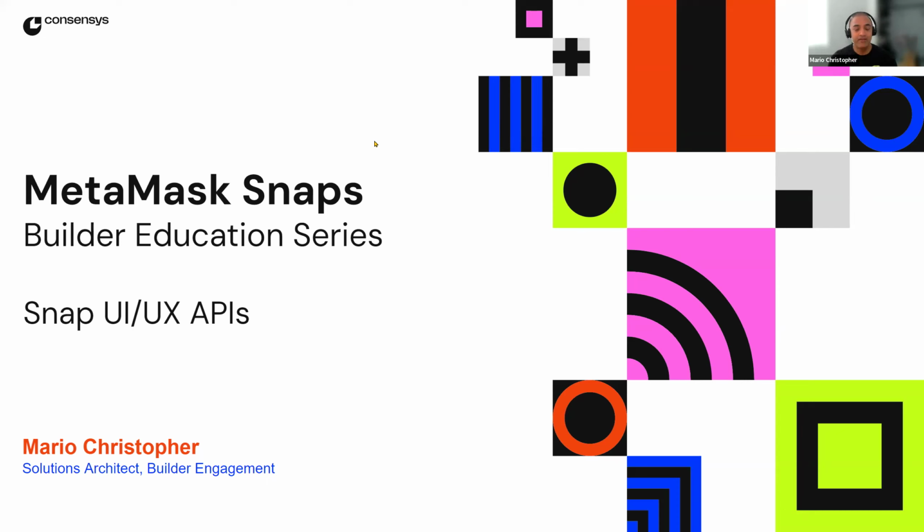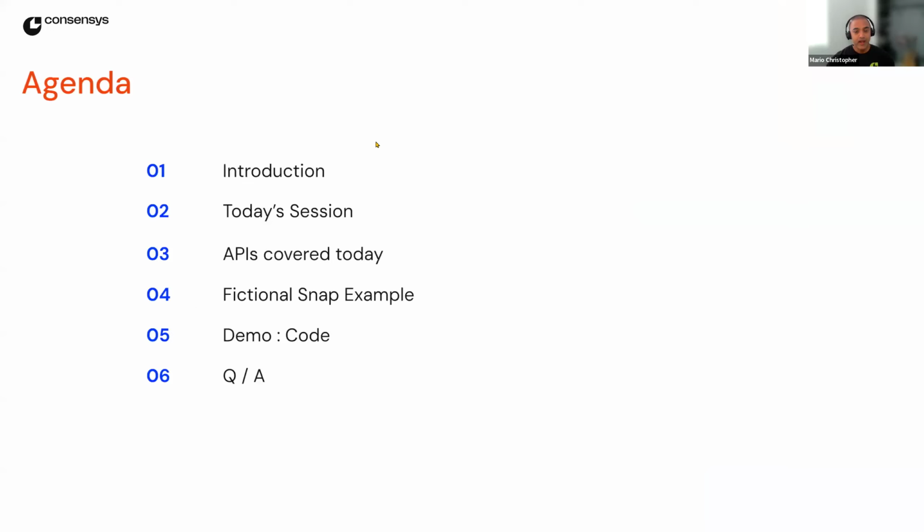So we are going to be having a good series today on the Snaps APIs that we're going to be presenting. For today's session, we have an action-packed agenda. We'll start off with a little bit of introduction, and then we'll look into what today's session is all about. We'll see what APIs we are going to be covering today, and we'll use a fictional snap as an example to walk through these APIs, and we'll be doing that using demo and code.